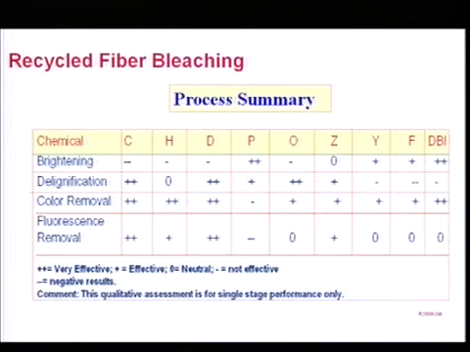If you have 2 pluses, the process is very effective in working on that particular function. If you have 1 plus, it is effective. 0 means neutral. Negative means not effective. Double negative means you get very negative results. It may not even bleach. Again, the comment here is that it is a qualitative assessment of single stage performance only. In other words, just one stage of bleaching, not multiple stage bleaching, this table applies.